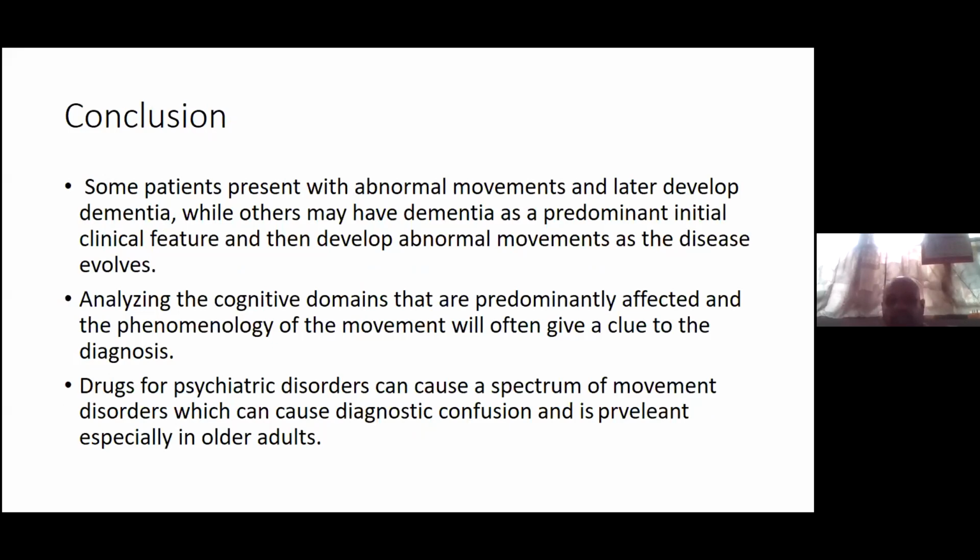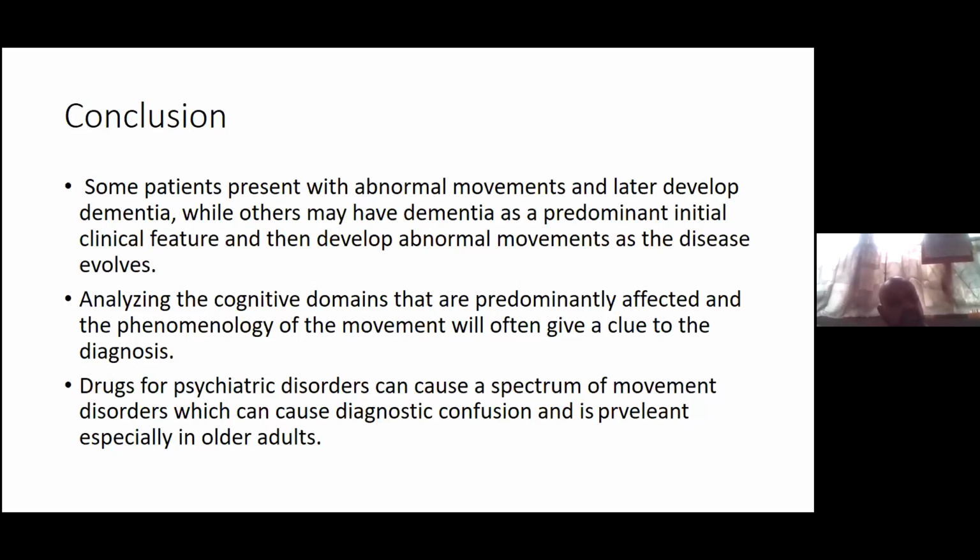And I think I've come to the end of the talk. So in conclusion, what I need to highlight is that some patients present with abnormal movements and later develop dementia, while others have dementia as a predominant initial clinical feature and then develop abnormal movements as the disease evolves. So that needs to be borne in mind, and analyzing the cognitive domains that are predominantly affected and the phenomenology of the movement will often give you a clue to the diagnosis.